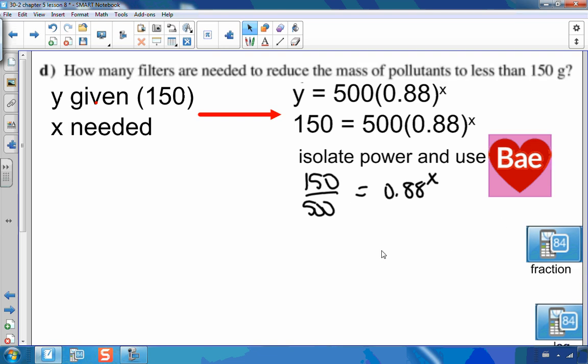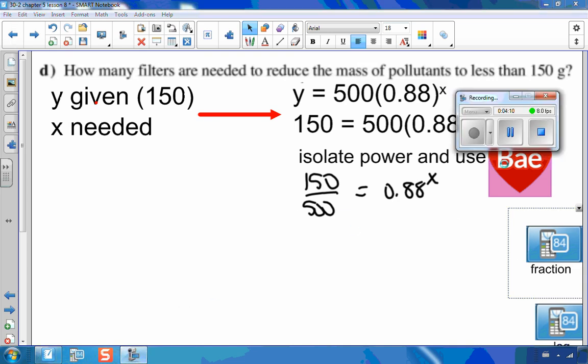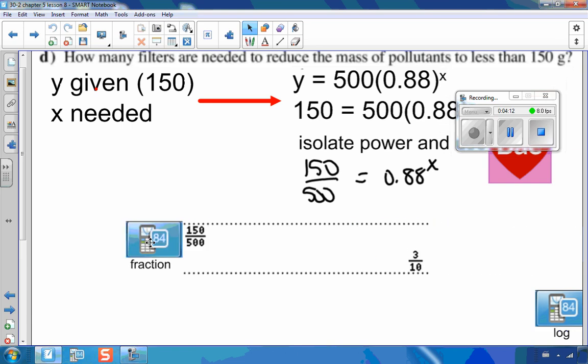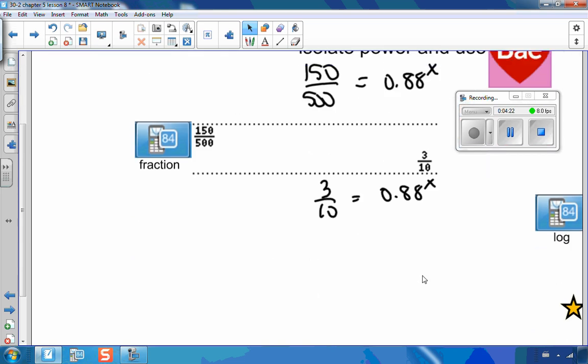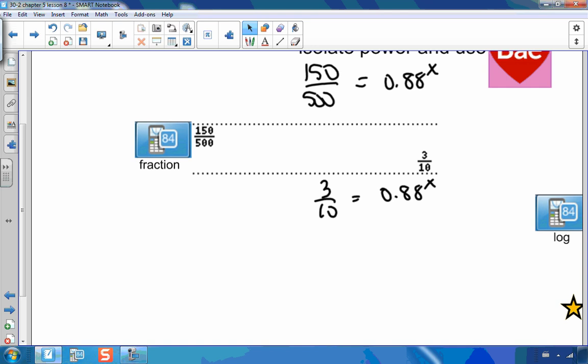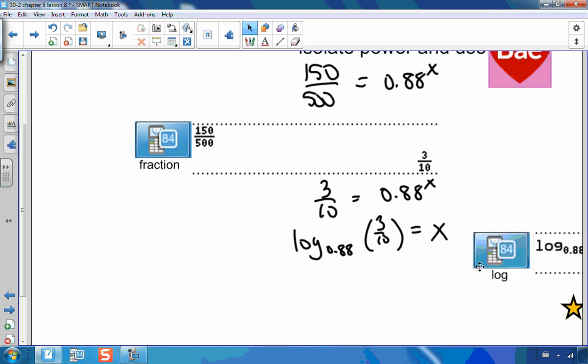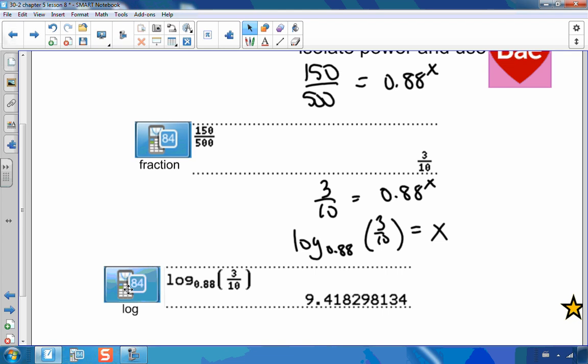I'm going to put it as a fraction in lowest terms. So 150 over 500, put that as a fraction in lowest terms. Okay, so that's 3 over 10. So I'll have 3 over 10 equals 0.88 to the x. And then I'm going to use Bay, which just means put it back into log form. So base, answer equals exponent. So putting that into my calculator, I can see that I get 9.4.